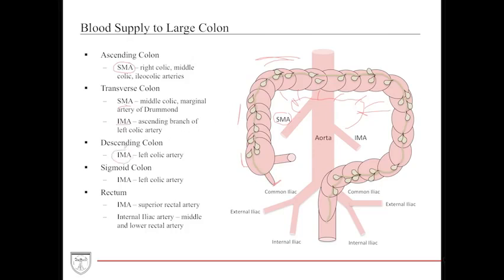The descending colon, however, only receives blood from the IMA. The sigmoid colon, again, only receives blood from the IMA. And the rectum, as we described, will receive blood from both the IMA and the internal iliac vessels, both as the middle rectal and the inferior rectal vessels.